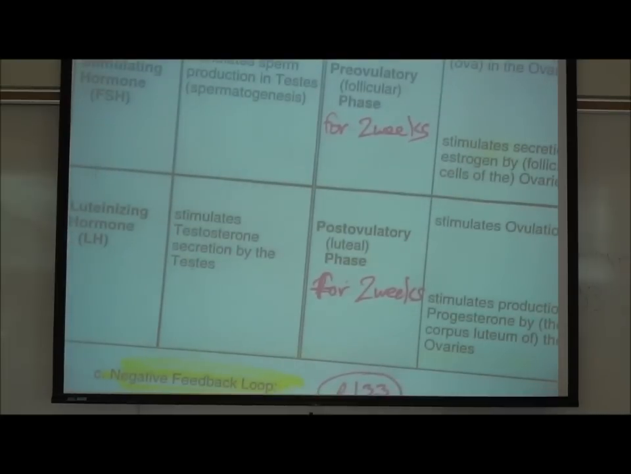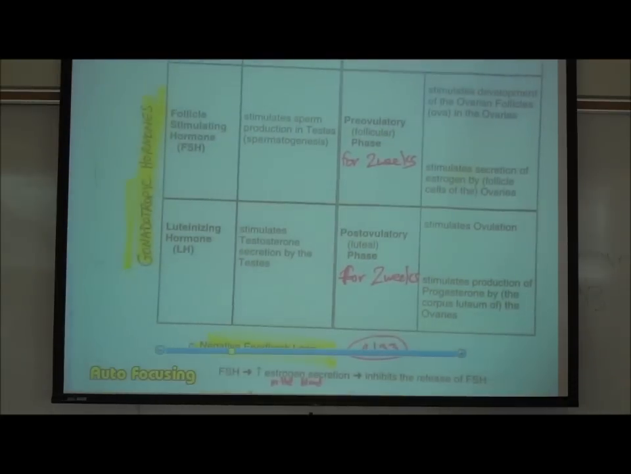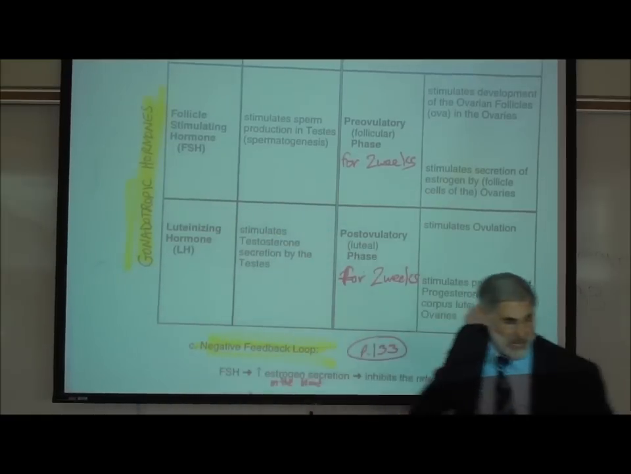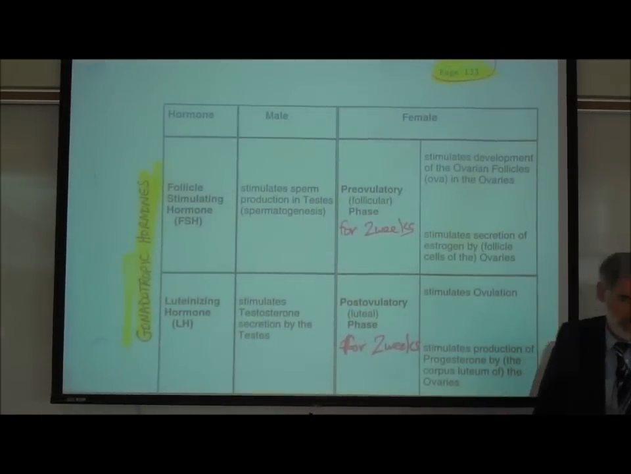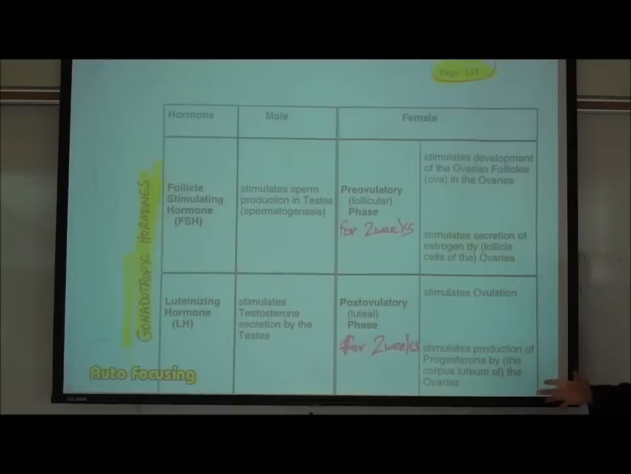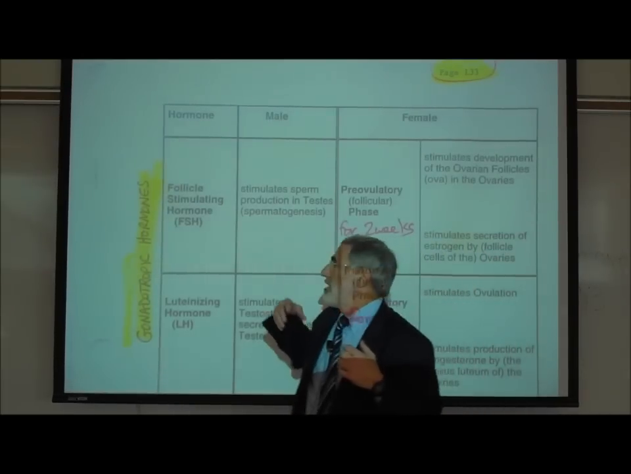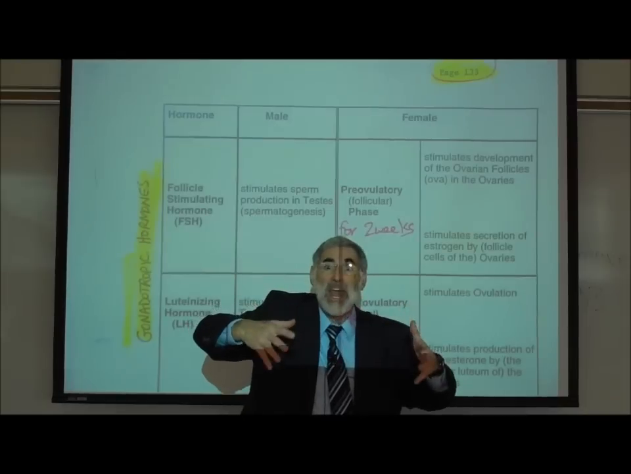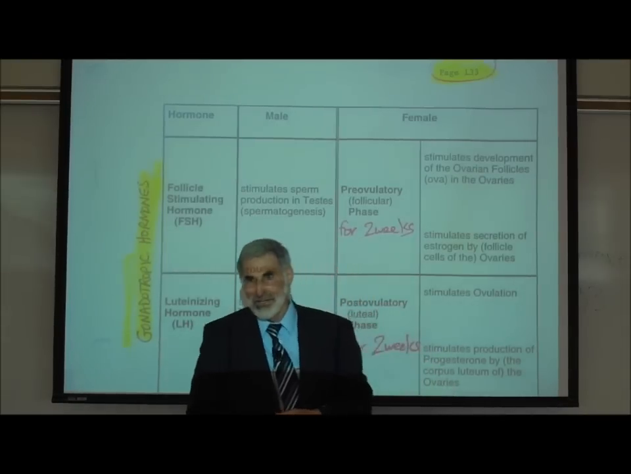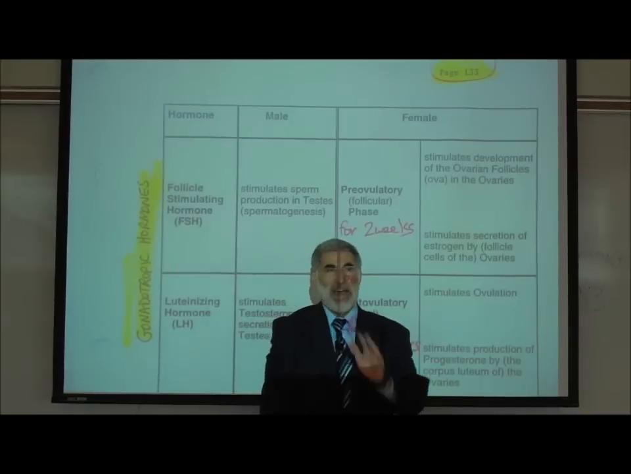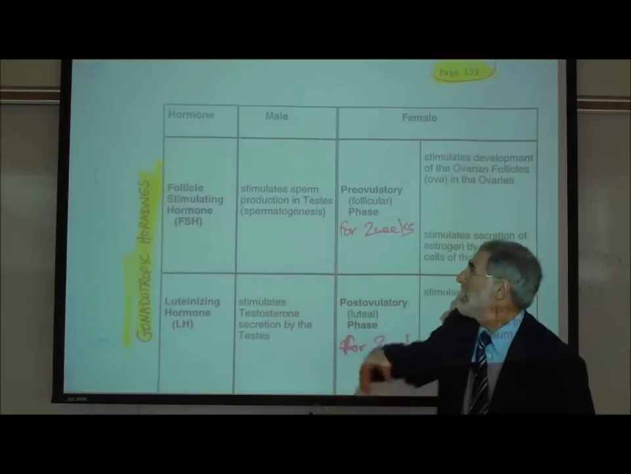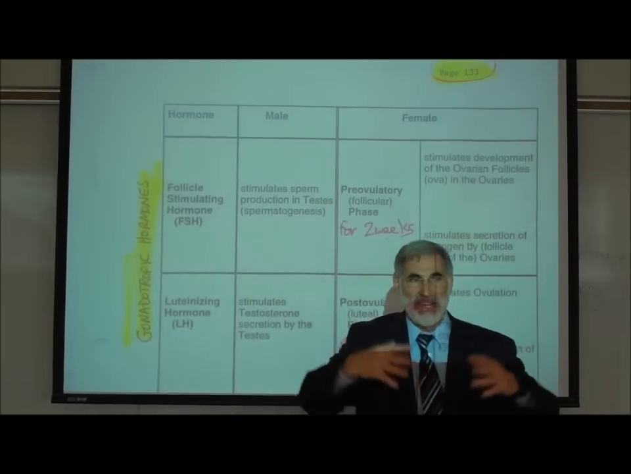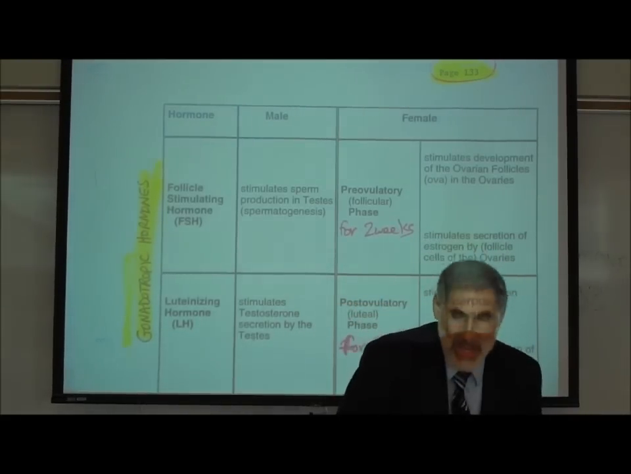So back on page 133. On page 133, FSH and LH, what do they do in males? In males, first off, I want to remind you that in guys, the pituitary gland releases both FSH and LH simultaneously. It's not like it alternates as it does in women. Remember, in women, FSH for 2 weeks, then LH for 2 weeks. In guys, beginning at puberty, they release FSH and LH.